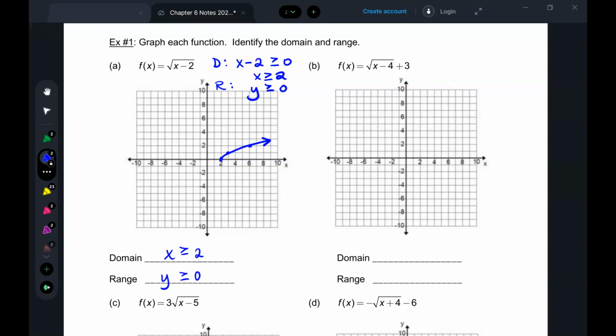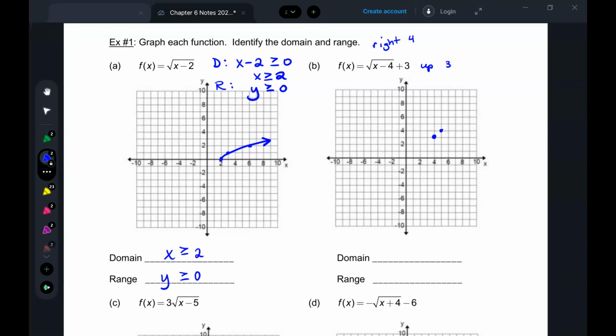Okay, next one. Where are we going to start? This is going to go to the right 4, up 3. Is there any kind of vertical stretch or horizontal? No. So I could go over 1, up 1. And then I could also go over 4, up 2.